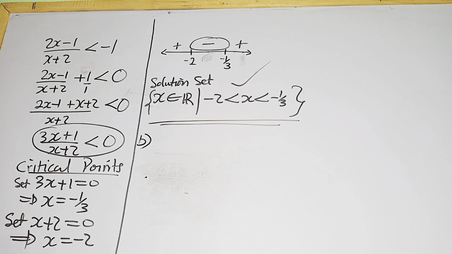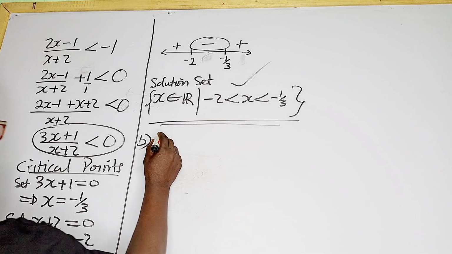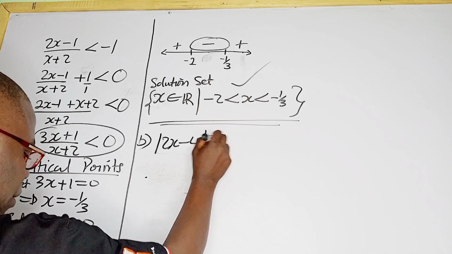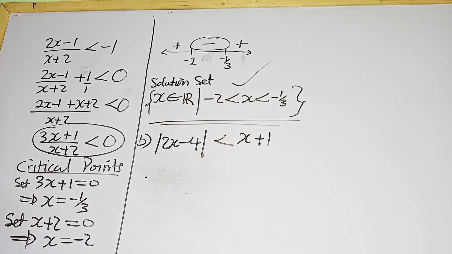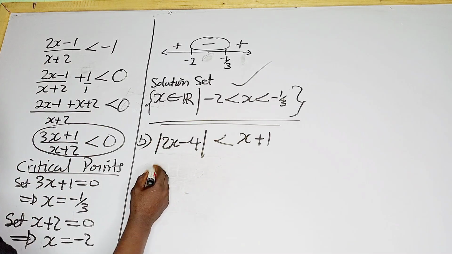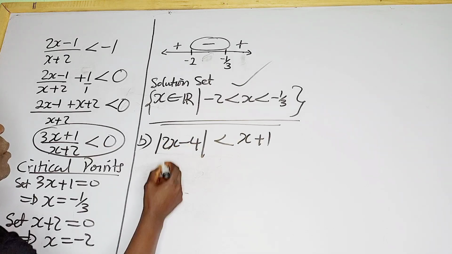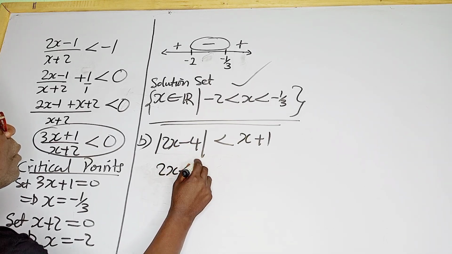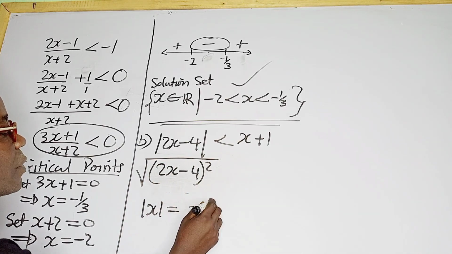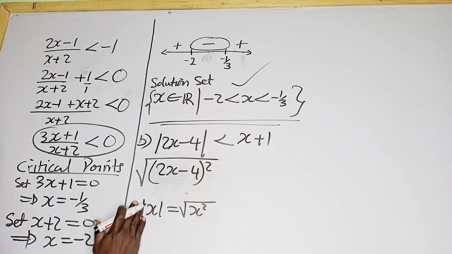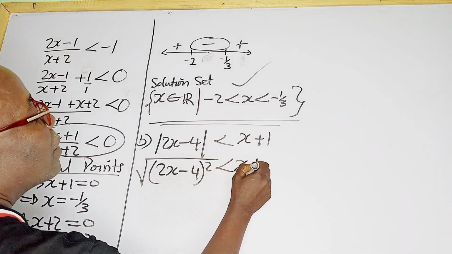Our second inequality says absolute value of 2x minus 4 is less than x plus 1. We want to get the solution set for this inequality. The first thing is to remove this absolute value sign, and we know the definition of the absolute value for any function. This expression can be written as the square root of 2x minus 4, all squared, because absolute value of x means the square root of x squared, less than x plus 1.